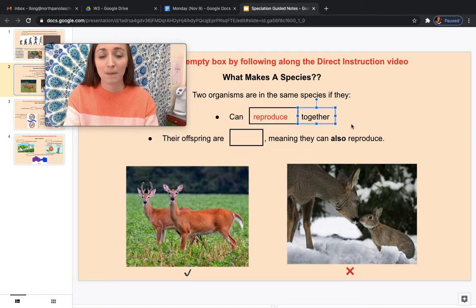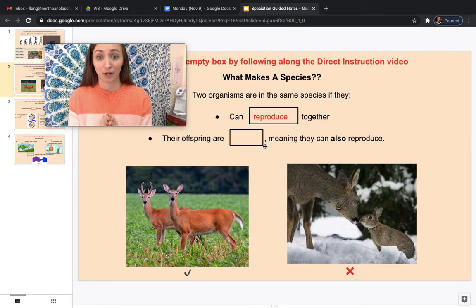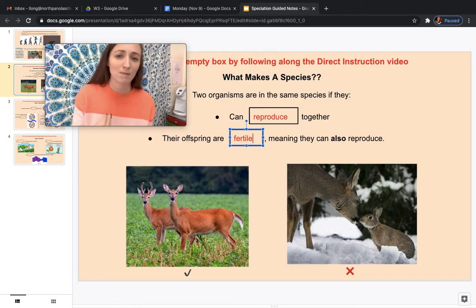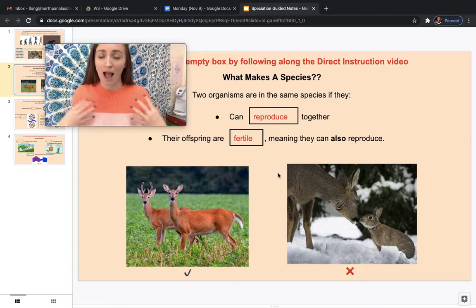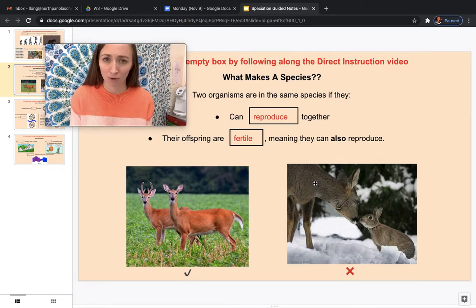So they can reproduce, make a new offspring. That offspring must be able to reproduce with another offspring coming from that species. Let me break that down a little bit more. The offspring are fertile. You may have heard this word before, maybe you haven't, but fertile just means that you have the ability to reproduce. So two organisms might make an offspring, but if that offspring is infertile, meaning that they can't reproduce, you might hear the word sterile. If that offspring can't have a baby, then those two organisms aren't in the same species.